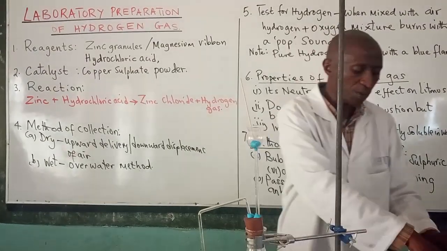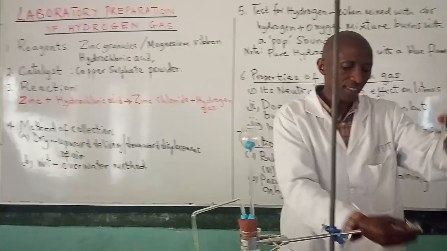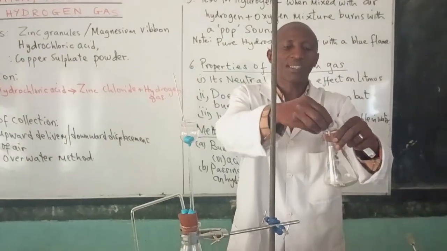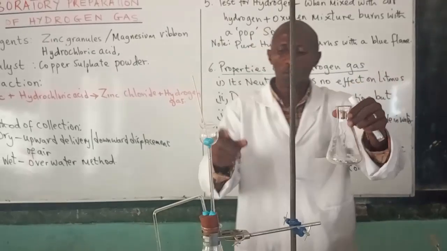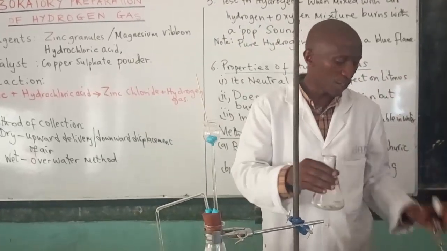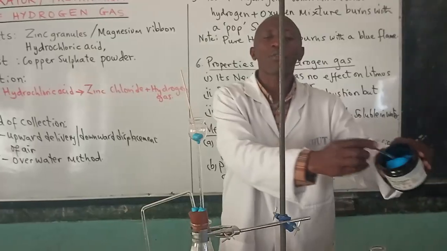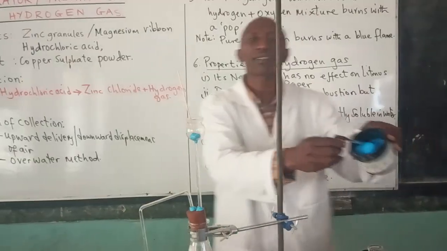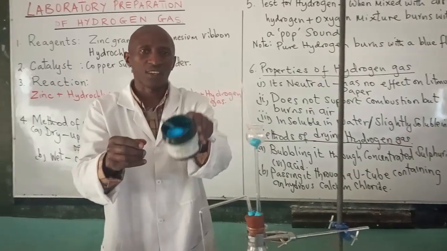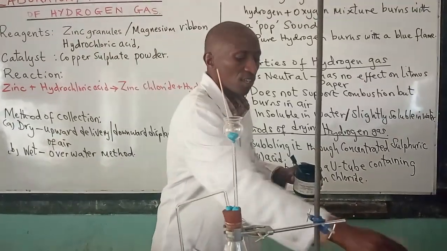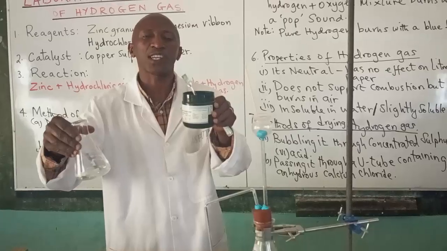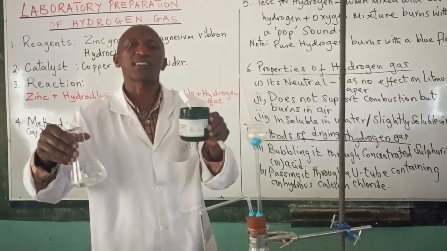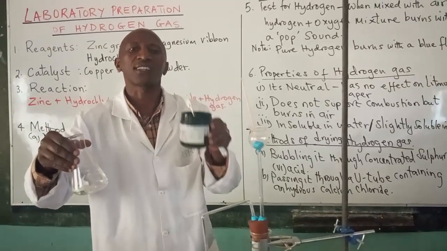So I may want to show you, we have a conical flask. Into it, you press some zinc granules, you fix it over here, and you may add some copper sulfate as a catalyst. Copper sulfate serves as catalyst. It's not a part of the reagent, it's just to quicken the rate of reaction.